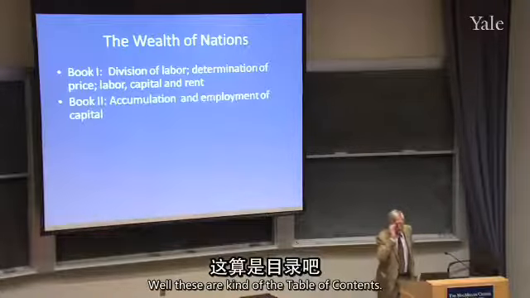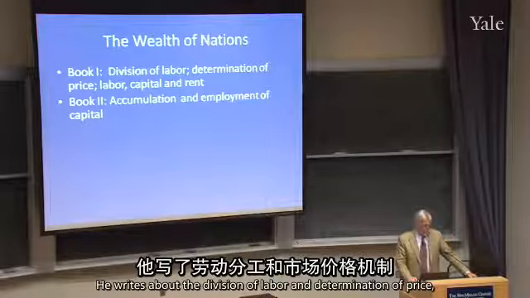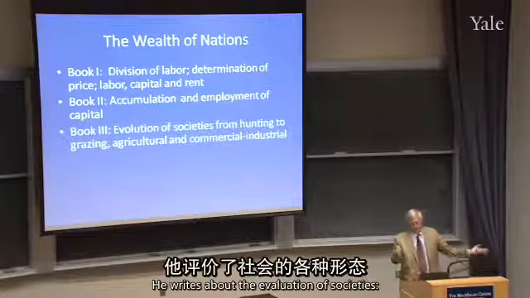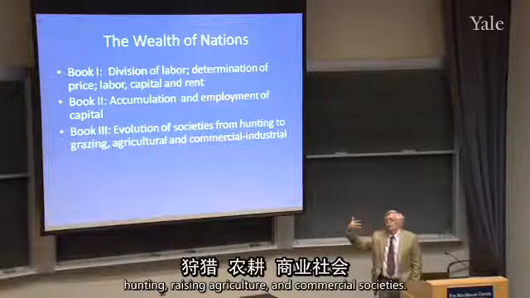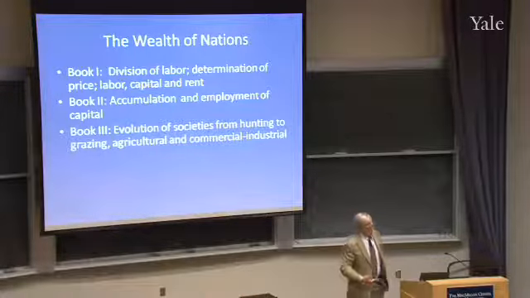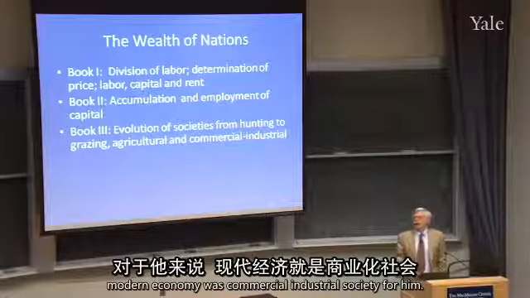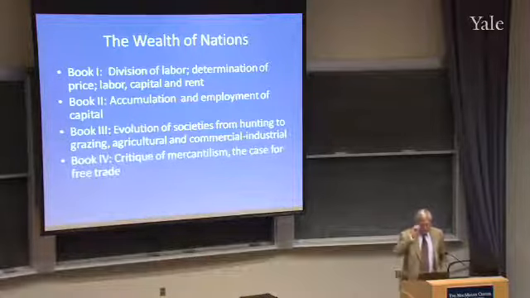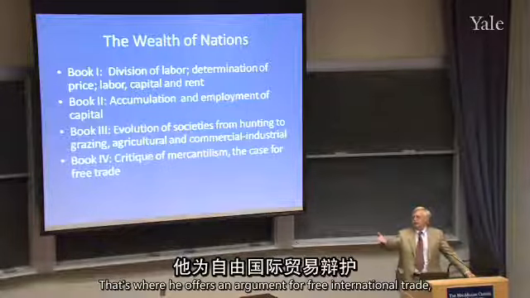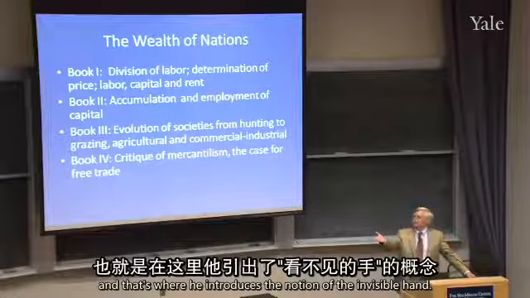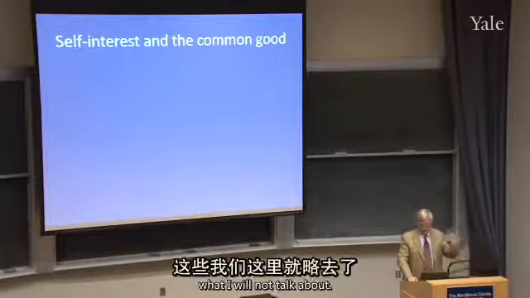Well, the Wealth of Nations. These are the table of contents. He writes about the division of labor and determination of prices, accumulation of capital. He writes about the evolution of societies: hunting, grazing, agriculture, and commercial societies. He never used the term capitalism. Modern economy was commercial industrial society for him. And then he offers a criticism of mercantilism. That's where he offers an argument for free international trade, and that's where he introduces the notion of the invisible hand. And then something on taxation, which I will not talk about.